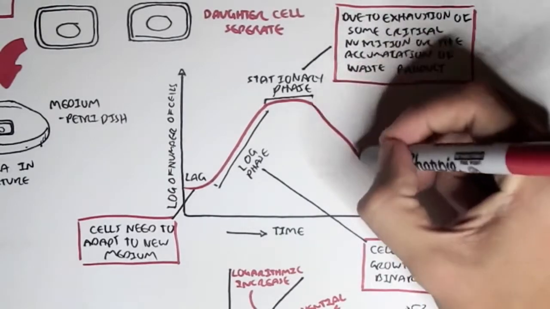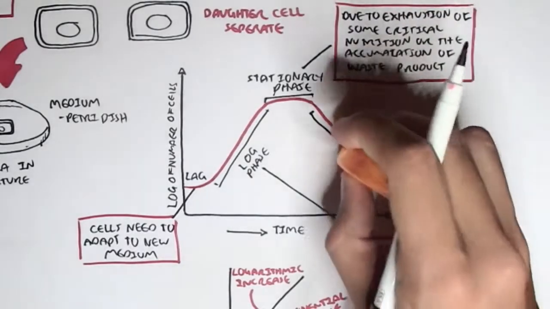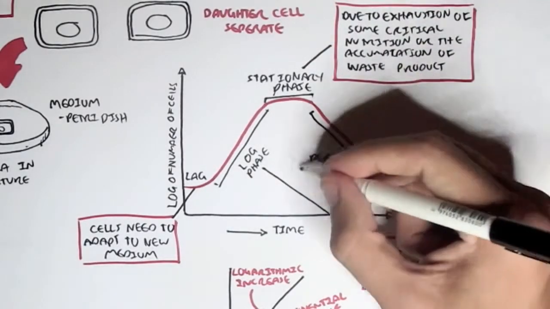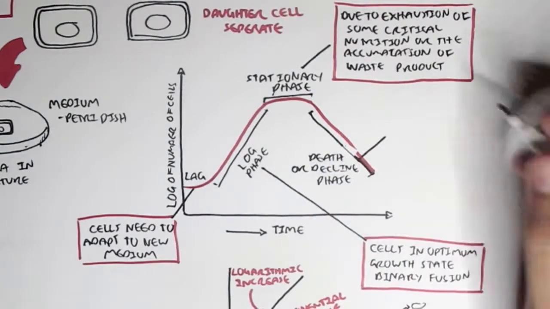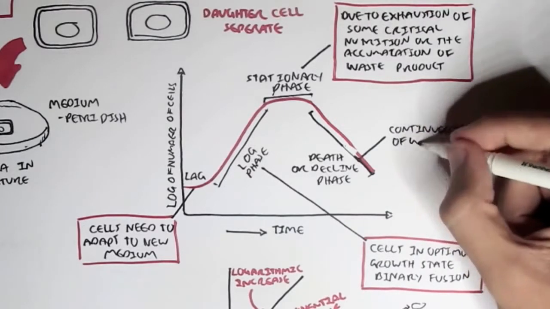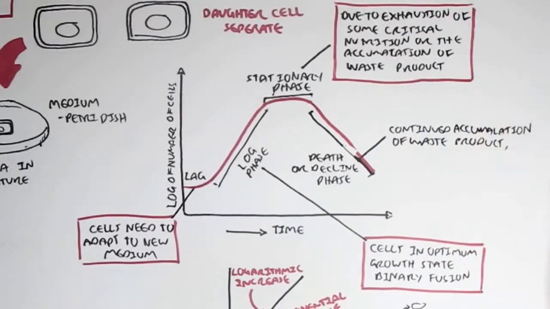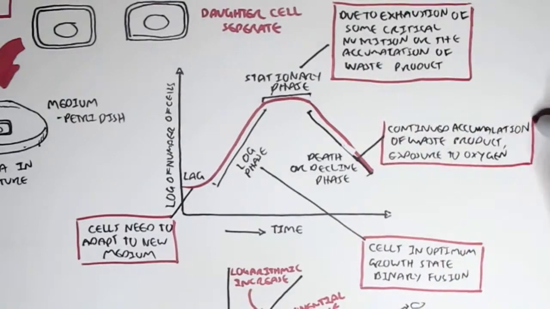And then after the stationary phase, we have the death or decline phase. And this essentially occurs through the continued accumulation of waste products or exposure to oxygen perhaps. And in this phase, you can see that the number of bacteria decreases. I hope that made sense. The graph I just drew essentially showed us the 4 phases of bacterial growth.